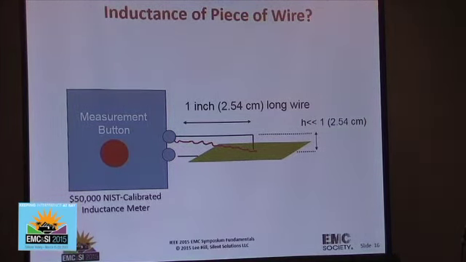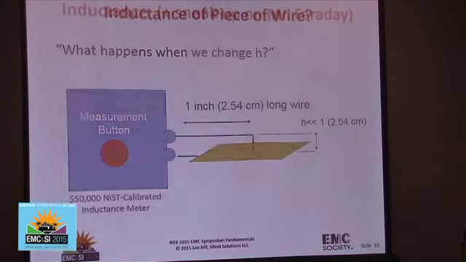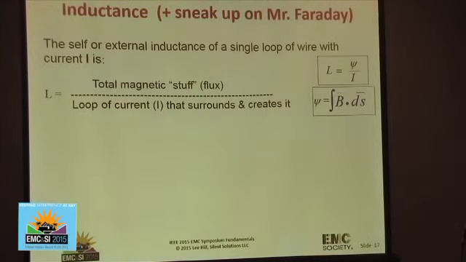So what did you change? You changed loop area, right? That's the self-inductance that we're really interested in. That's the inductance we're interested in, the magnetic flux that gets added up inside of that loop. Okay? Try that at home. Try that in your lab. So we change H.